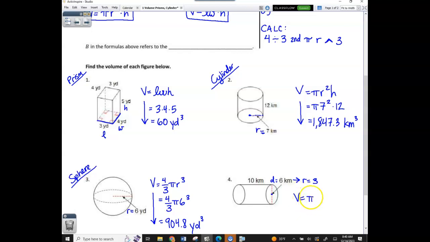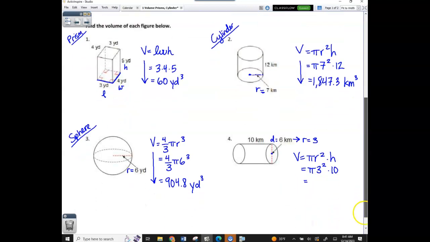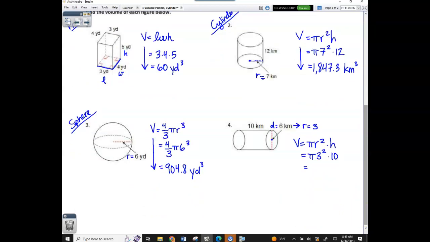Cylinder is pi r squared times h. R is 3, and my height is, now you may say, well, there is no height because it's not coming up off the ground. This one just got tilted over. The height is always the length between the bases that match. The two bases are circles. The length between them is 10. So that's the quote-unquote height. And then typing the whole thing in, 282.7. And it was kilometers.